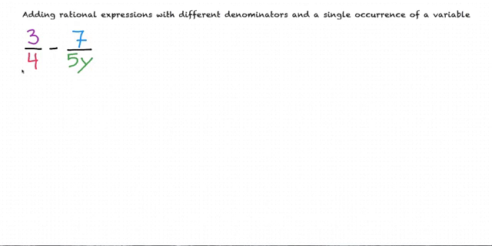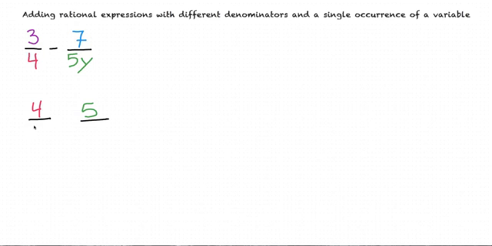If we just had numbers in these denominators and no variables, we would need to find the least common multiple of both of these numbers. When we have a variable, we need to do the same thing. We need to find what's the smallest number that both 4 and 5y can multiply into evenly. To find this number, let's first find the least common multiple of 4 and 5, ignoring our variables, and then after we find that, we can consider our variables.